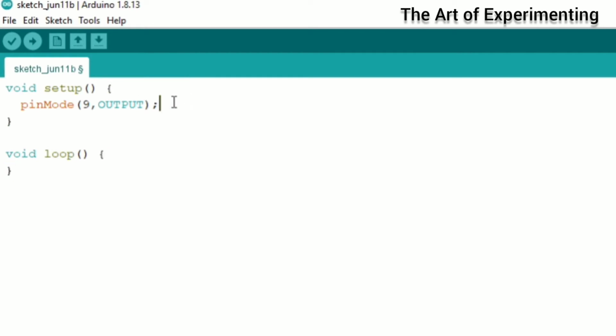I have declared my pin as 9 and output. Now we'll type tone(pin, frequency). This is the syntax. So it will be pin as 9 and frequency as 2000, and delay of 1 second.